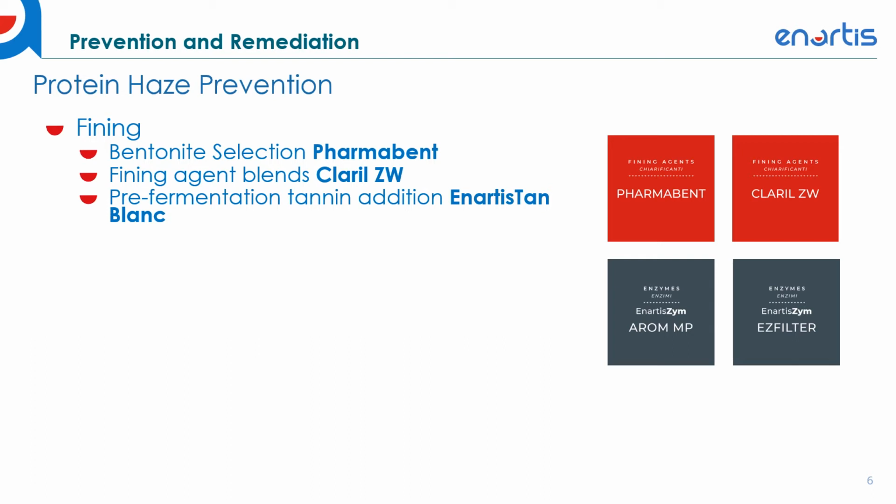Now, enological blends are also really useful tools that have the benefit of side activities from other co-fining agents contained in the blend. So Clairol ZW is a blend that contains plant protein, chitosan, and sodium-activated bentonite. It's used for clarification and colloid stabilization of wines destined to be treated with Zenith, and its dosage range is typically 30 to 40% less than bentonite alone. We can also use pre-fermentation addition of hydrolyzable tannins, which can also in turn help precipitate proteins in the juice phase.